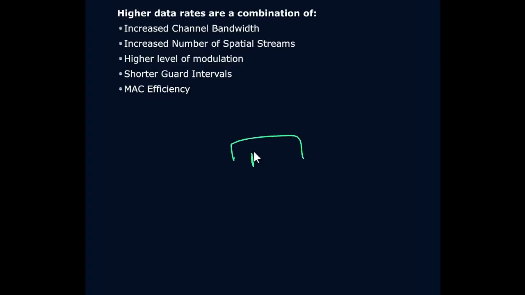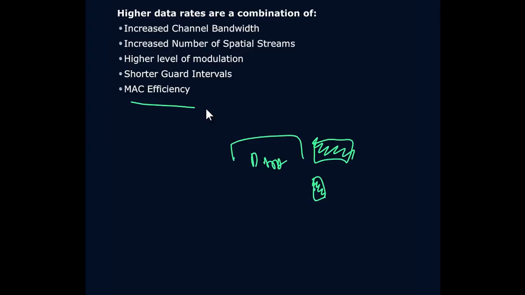Shorter guard intervals. In between effective data sending, we have some buffer space. That buffer space is not effective communication. So instead of having a long guard interval, if we shorten that so that our buffer space between sending and receiving frames is shorter, we are going to be able to send more data over the same line.